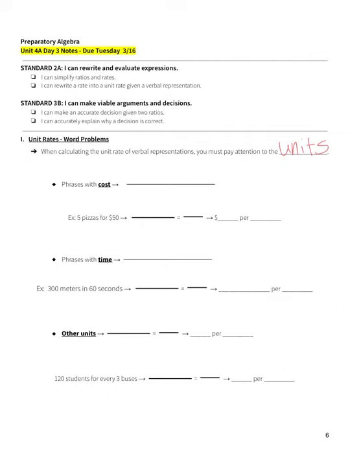So a lot of times you will see phrases with cost. And if you see a phrase with cost, a lot of times you'll see it as price over number of items. An example of this that you would see would be $50 for 5 pizzas. So we have $50 for 5 pizzas.